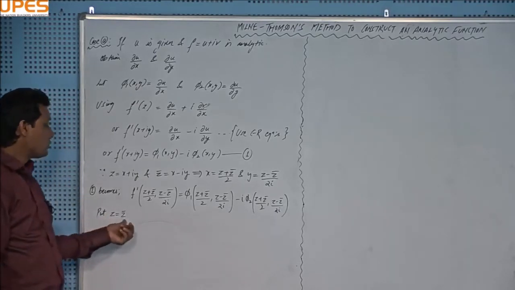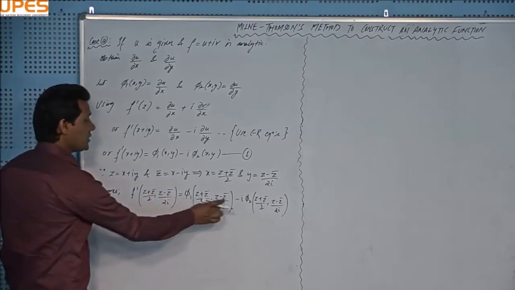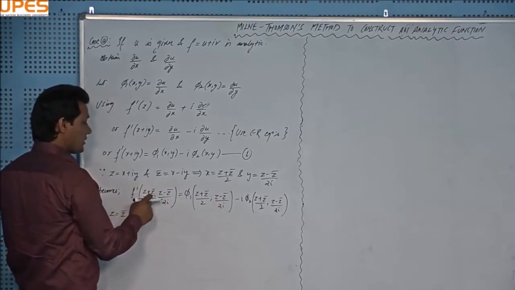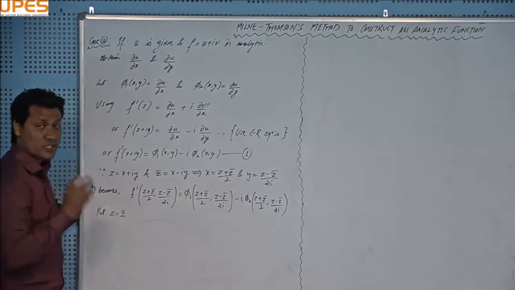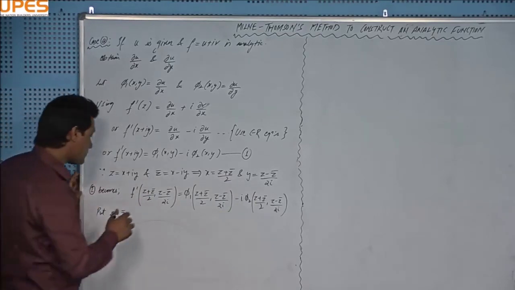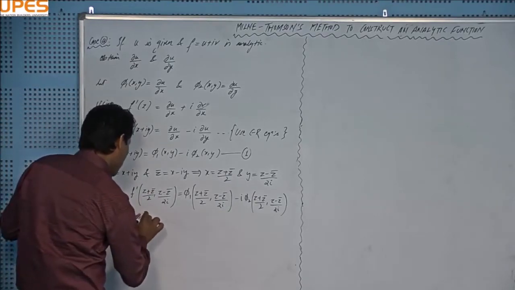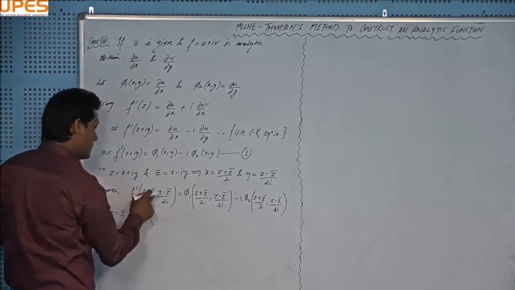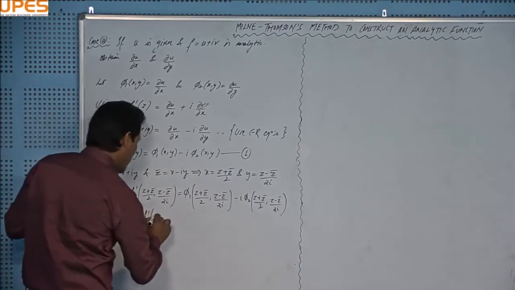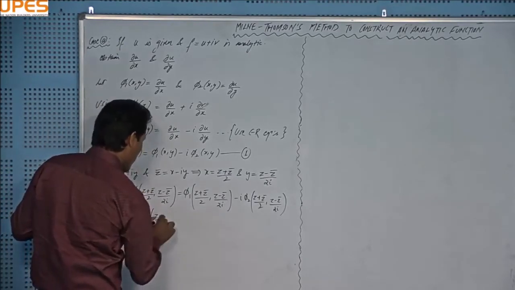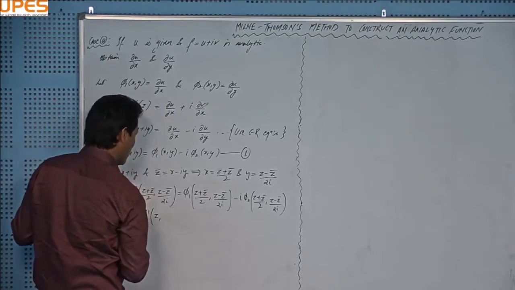So I have chosen z equal to z bar, and the choice of the selection is important. Why I have selected z equal to z bar? Because that will produce 0 here, right? And obviously, everything will be converted in terms of z, because I need f z, right? And then I will get f dash, and this will be z plus z by 2, right? And that will be ultimately z, right? And this will become 0, right?